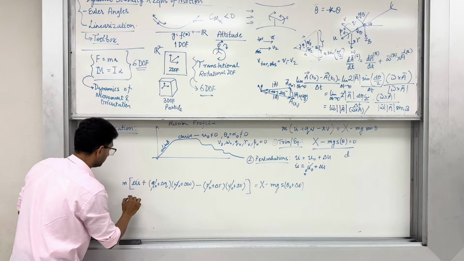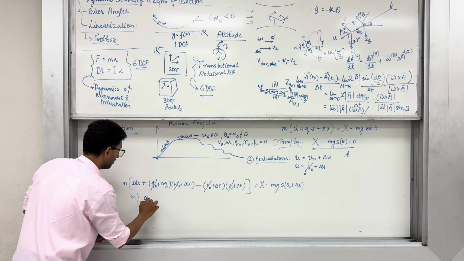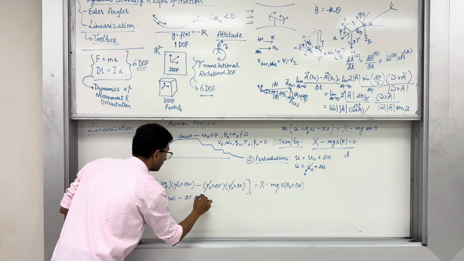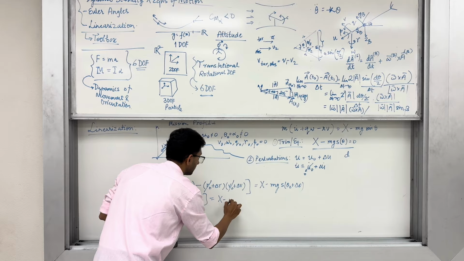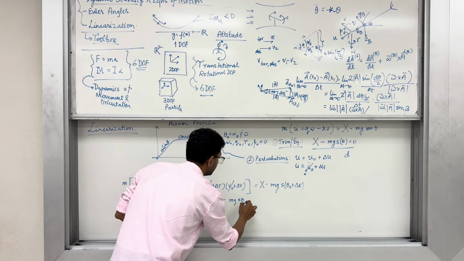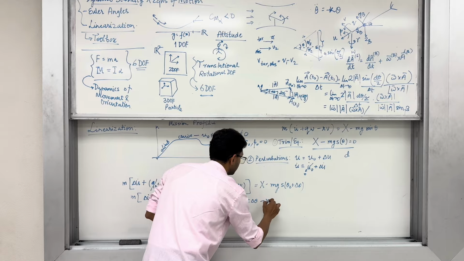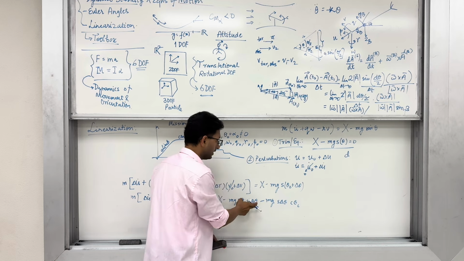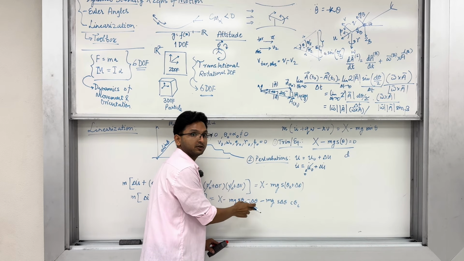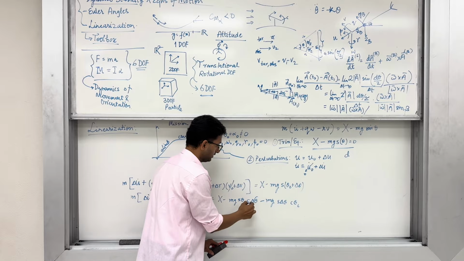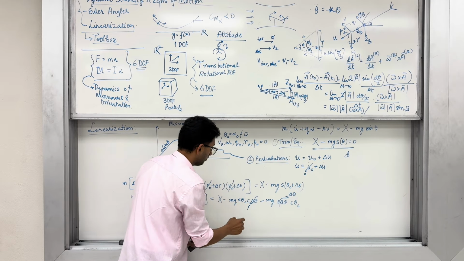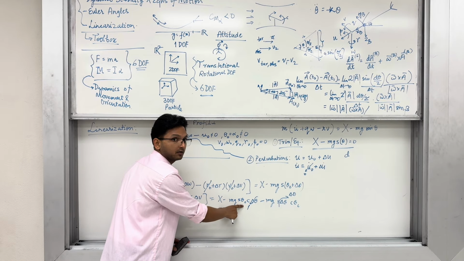Now, if I go ahead and simplify this, I get m times (delta u dot plus delta q delta w minus delta r delta v) equals X minus mg, and if I expand this, it will be sin theta naught cos delta theta minus mg sin delta theta cos theta naught. Now, delta theta is a very small angle, right. We are using small perturbations. So, I can approximate cos delta theta as 1 and sin delta theta as delta theta. Now, look what happens when I approximate it as 1. What do I get? X minus mg sin theta naught.